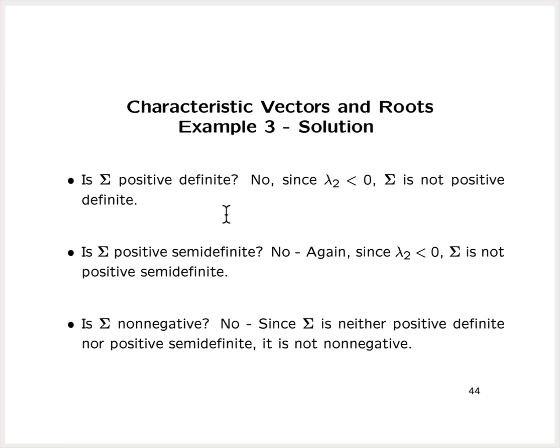Is cap sig positive definite? No, it's not. Since it has a negative characteristic root, it cannot be a positive definite matrix. Is it positive semi-definite? No, it's not. Again, because it has a negative characteristic root, the matrix is not positive semi-definite. Is it non-negative? No, it's not, because it's neither positive definite nor positive semi-definite. So it is not a non-negative matrix.